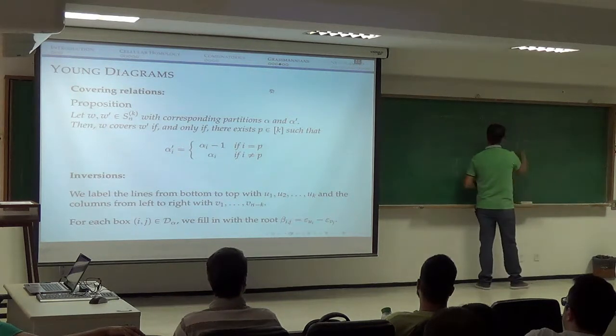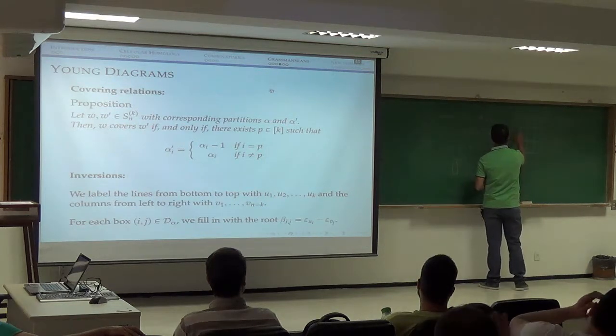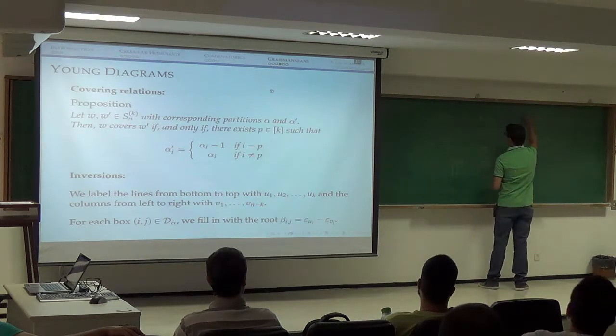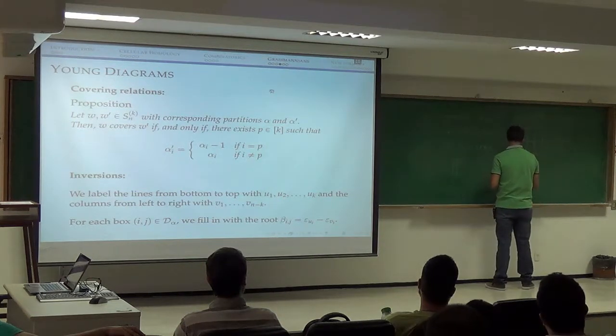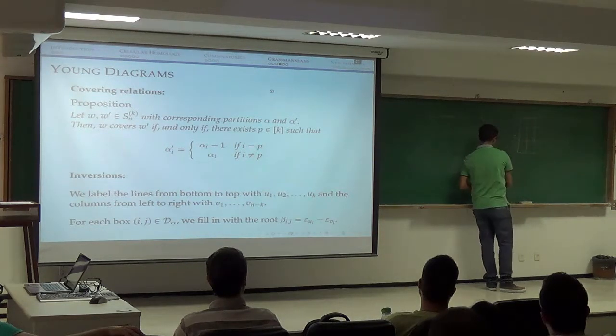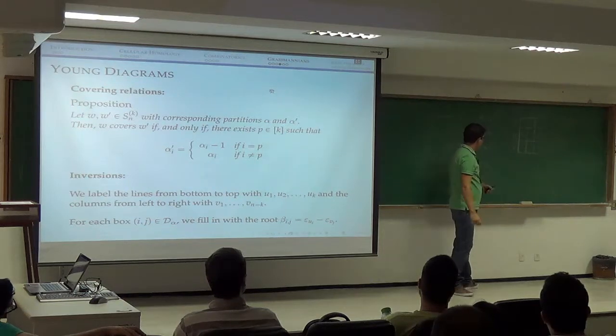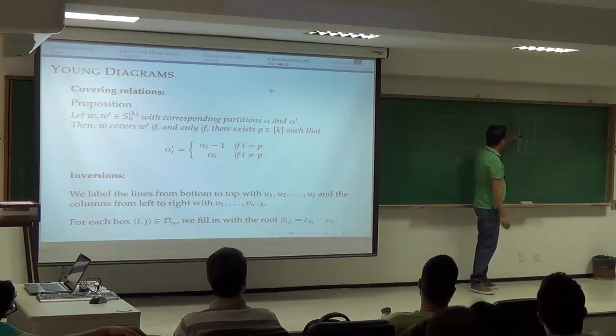So here we put the permutation, okay? In this case, 2, 4, 5, 1, 3, 6. And the diagram of W is this one, okay? 1, 2, 2. Then we consider the label of the lines minus the label of the column and put it in the box, okay?